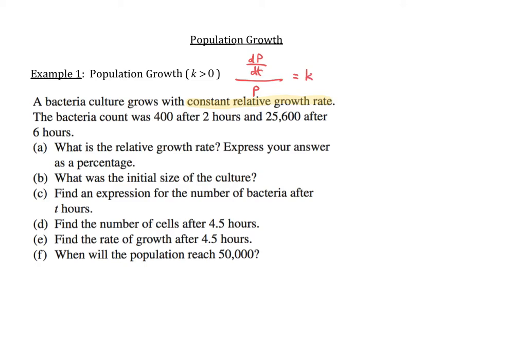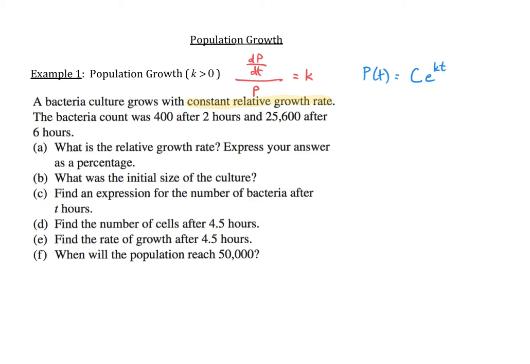Okay, so right away we know how to solve these types of problems from our previous video. We're really going to be solving the differential equation that we just wrote, and the solutions to this system look like this: the population with respect to time is equal to some constant C times e to the kt. So once we know that we have a constant relative growth rate situation, we know the differential equation looks like this, and the solutions will look like this.